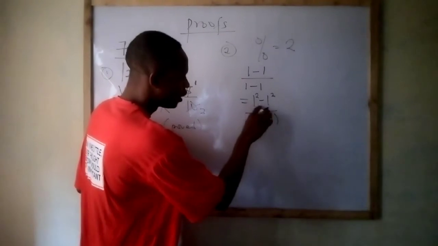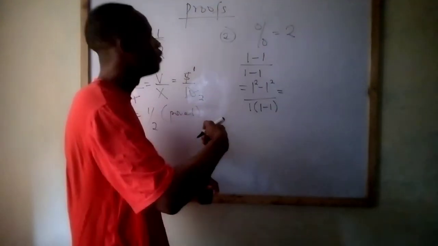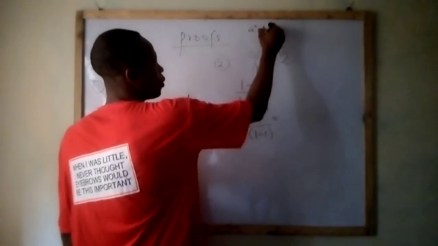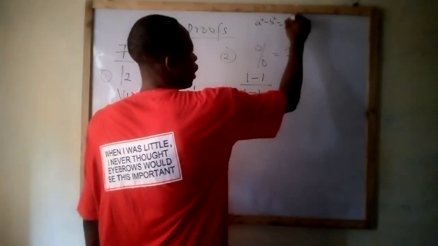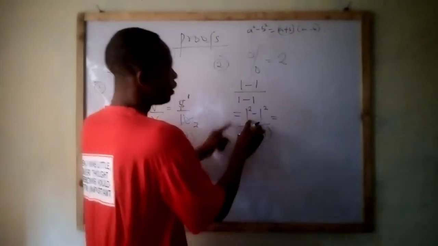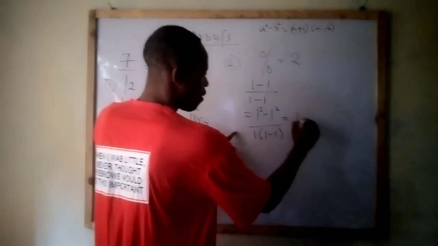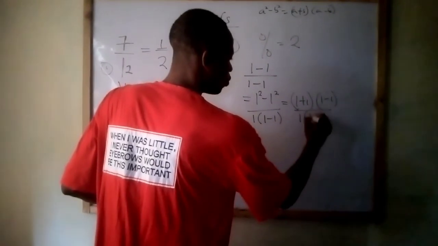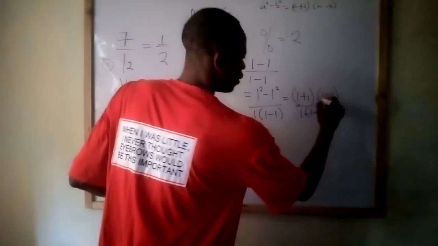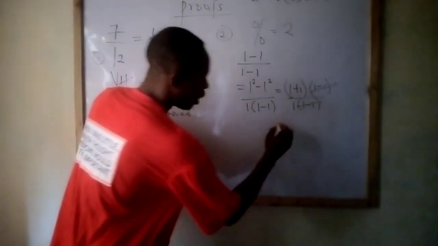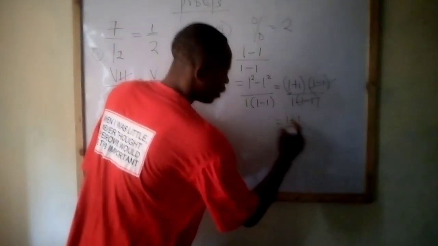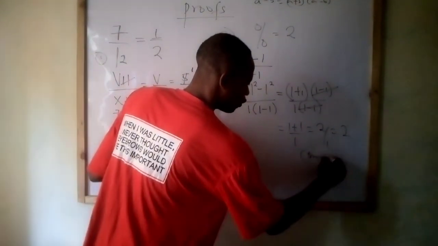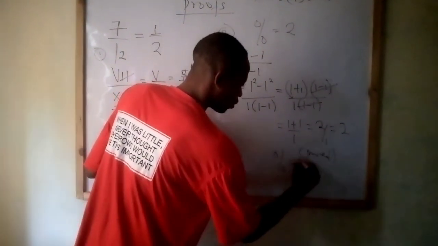So now in this place, we can turn it to a positive and a negative, because under the difference of two squares, when you have a squared minus b squared, it is the same thing as a plus b and a minus b. So I can turn this into this form. Therefore, I will have 1 plus 1, then also 1 minus 1, all over 1 into 1 minus 1. So in this case, I can cancel this out. Of course, I'm going to have 1 plus 1 over 1, and 1 plus 1 is simply 2 over 1, and that's 2. So this has also been proved that 0/0 is equal to 2.